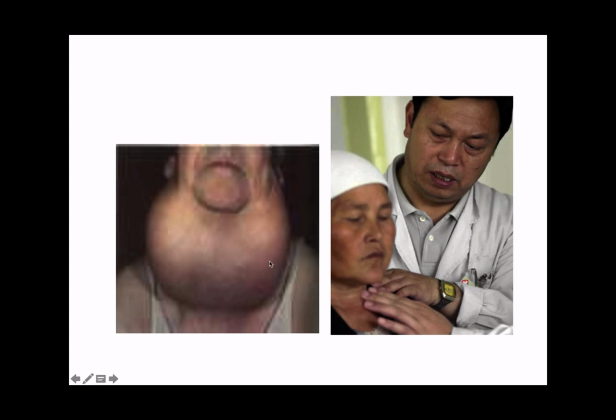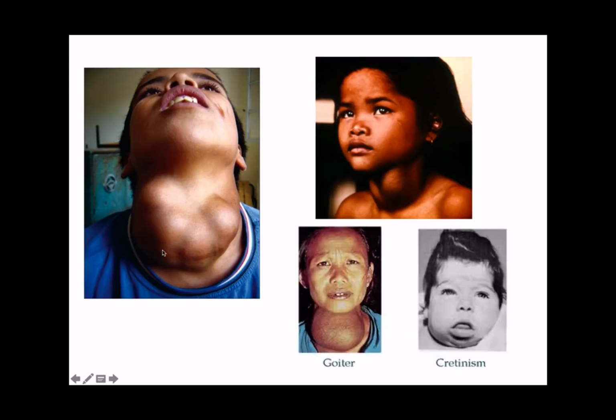And it looks like this. For example, here is the goiter, and here is a doctor using a touching method to test whether there is an enlargement of the thyroid, or goiter. There are more pictures that you can see showing the symptoms of goiter. And this picture is for cretinism. This is also a kind of IDD due to iodine deficiency.